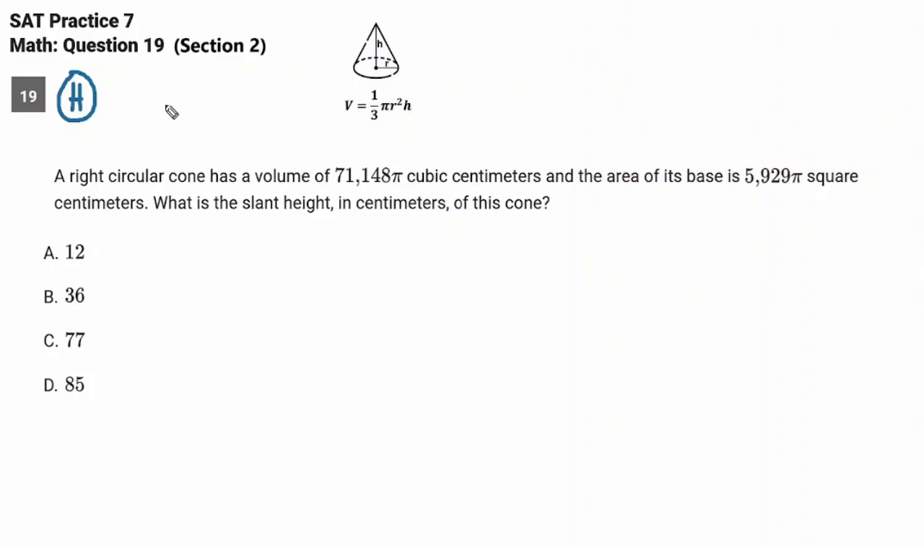A right circular cone has a volume of 71,148 pi, and the area of its base is 5,929 pi. What's the slant height in centimeters of this cone? All right, fine. So always want to start by drawing the figure. A cone looks like this. There's a radius. There's a height. What's the slant height? If you've never heard of it, that's okay.